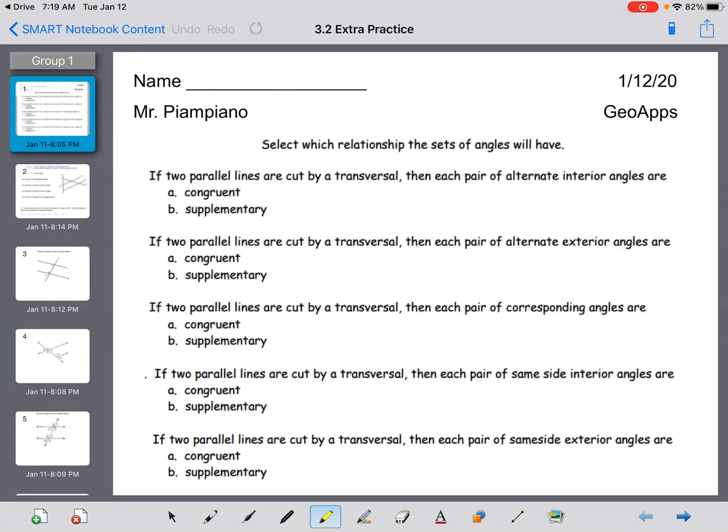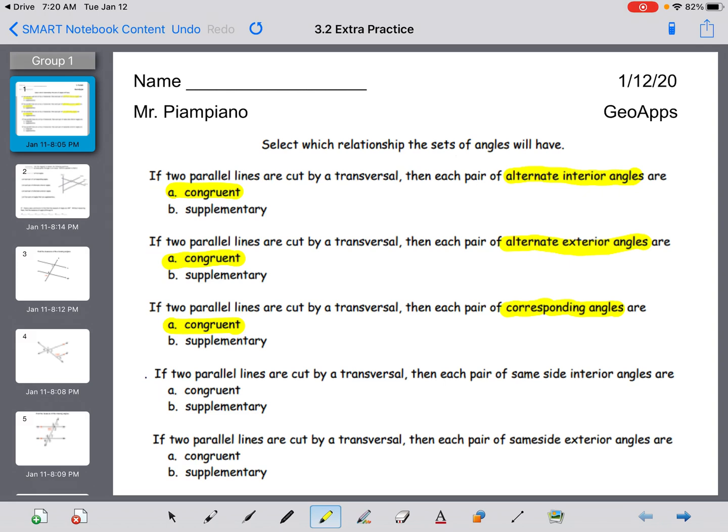If two parallel lines are cut by a transversal, then each pair of alternate interior angles are going to be congruent. If two parallel lines are cut by a transversal, then each pair of alternate exterior angles are also going to be congruent. If two parallel lines are cut by a transversal, then each pair of corresponding angles are going to be congruent.